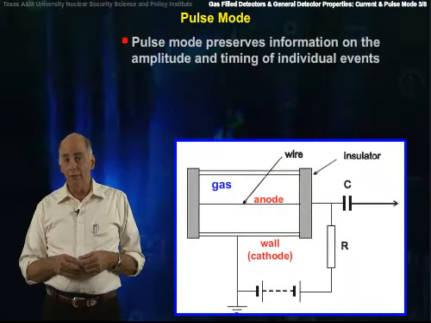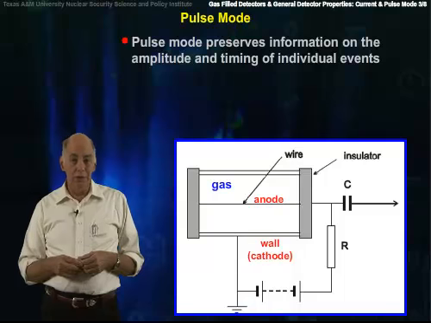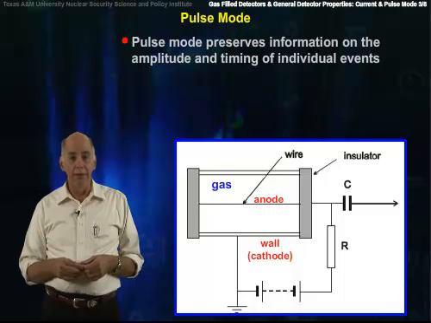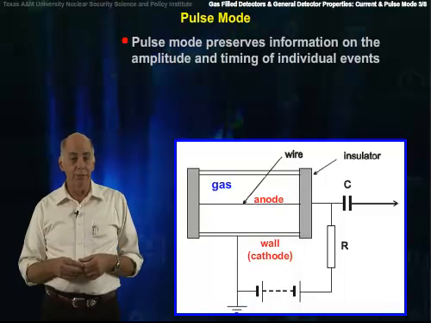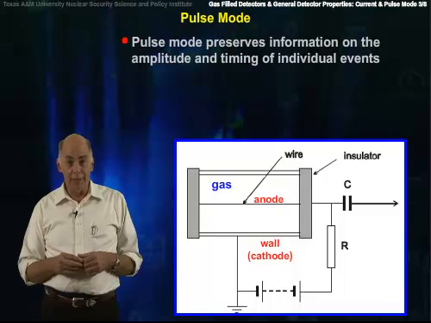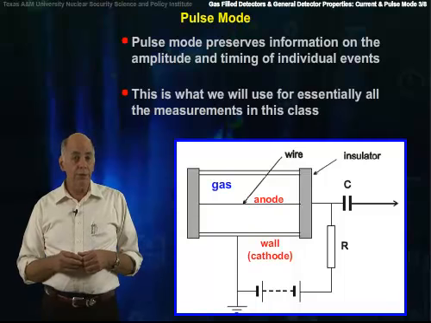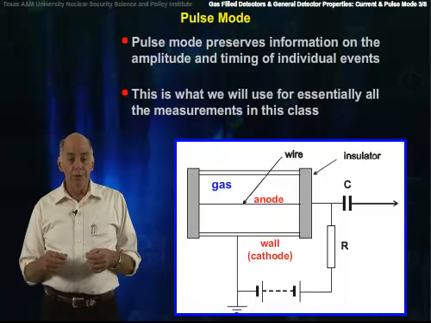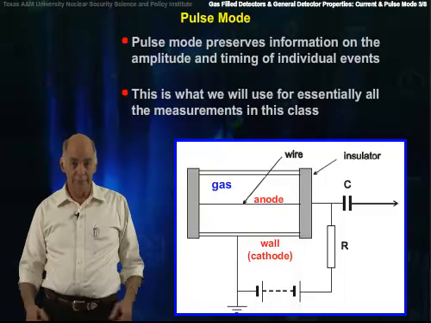For identification of nuclides, current mode is no good. We use pulse mode, the other way, to monitor the signal coming from the detector. And we look at the signal in detail that comes from each ionizing event in the detector. All the instruments used in this class will be operated in pulse mode because it preserves the information on the amplitude and timing of individual signals.